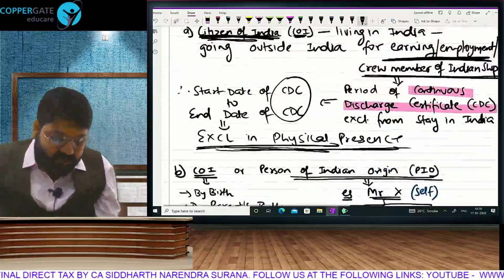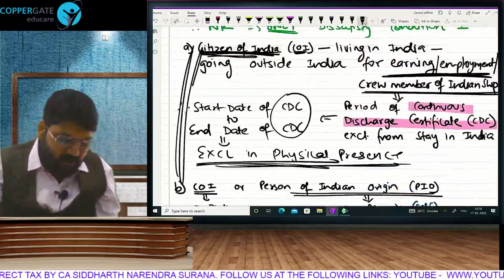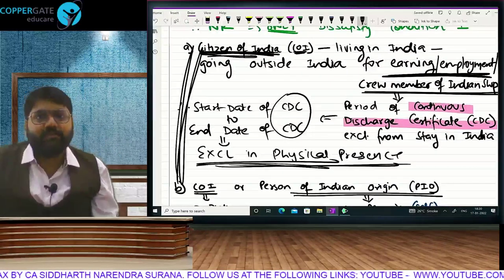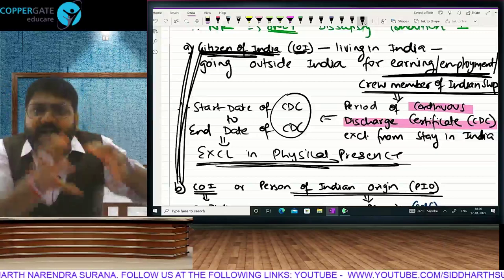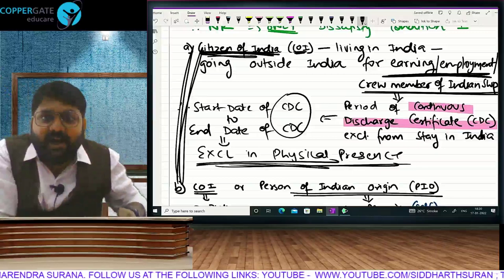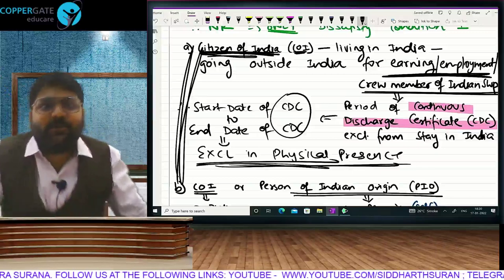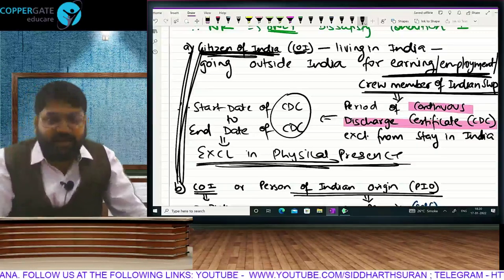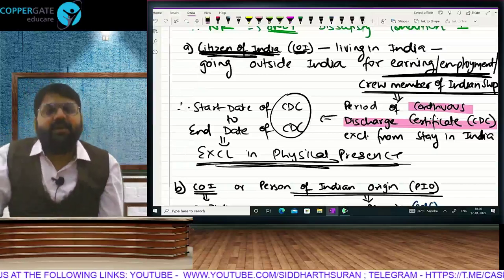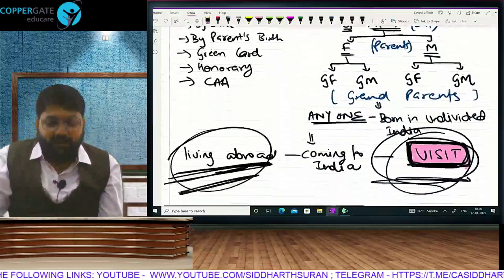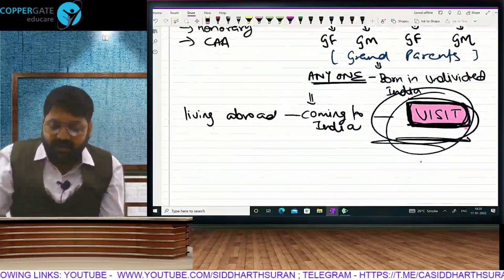What is common in these two exceptions, exception A and B? What is common in these two people? Earning outside, spending in India. And thus we want to relax the rule for them. And thus 182 will not apply. Sorry, 6365 will not apply. Only 182 will apply. Earning outside, spending in India.